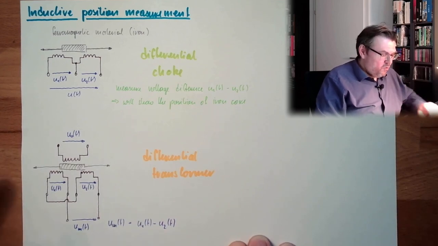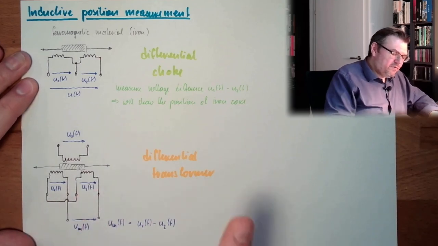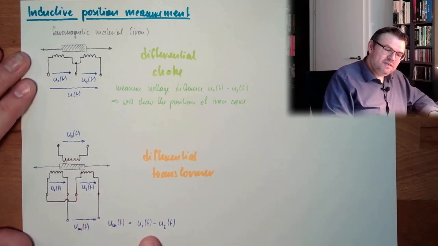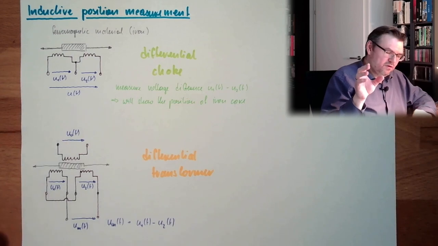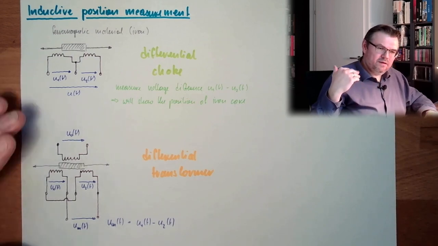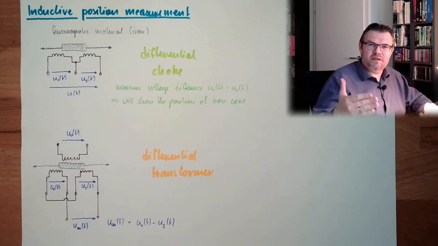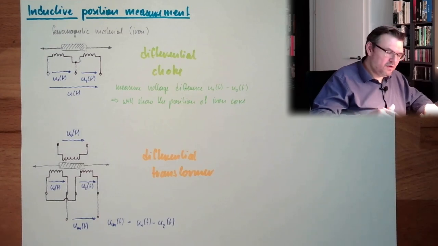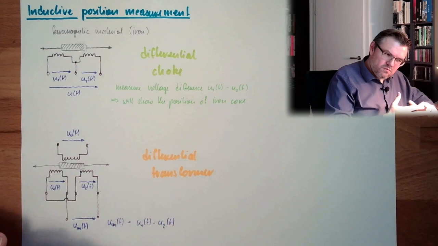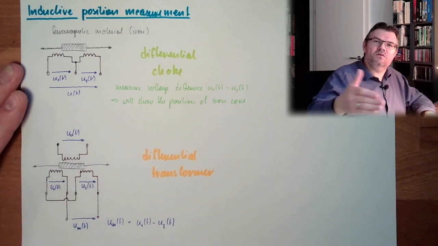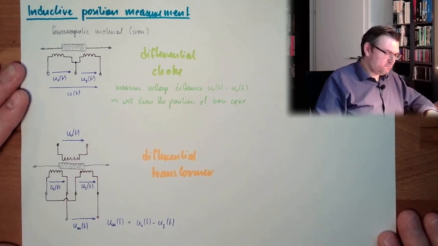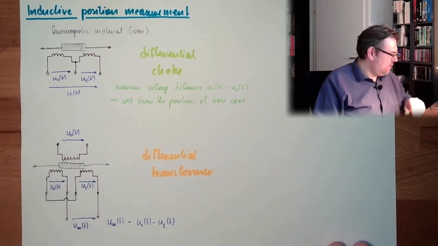Yeah? Why are we using differential transformer? Because it's always easier, it's more sensitive to measure around zero. We talked about this when we talked about the errors, the measurement errors, that they are relative to the maximum scale value. I can use a smaller scale, simply. Smaller maximum scale value, and so I make less absolute error. Differential transformer.